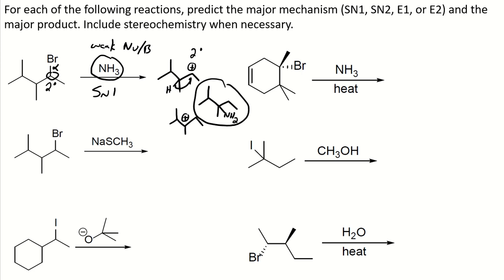Now on the right, notice we're adding heat this time. We have a tertiary alkyl halide, so we can only do SN1, E1, or E2. SN2 is out of the question. Because we're using ammonia, which isn't charged, that is a weak base, a weak nucleophile, we're going to do SN1 or E1. Now, because we're adding heat, that's going to favor the E1. So we first generate our carbocation by losing the leaving group.